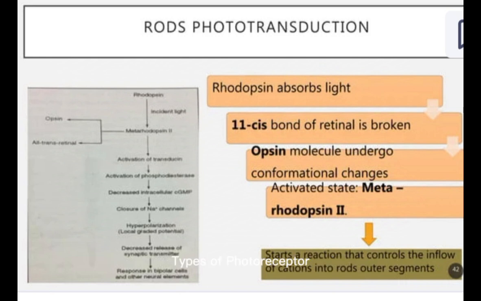Types of photoreceptor. There are 3 main types of photoreceptors in the human eye: rods, cones, and intrinsically photosensitive retinal ganglion cells.